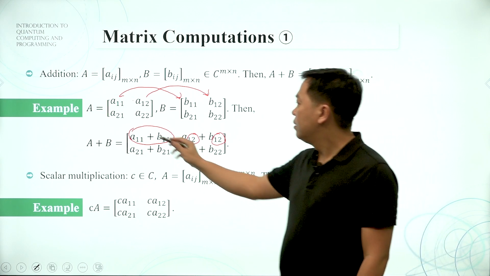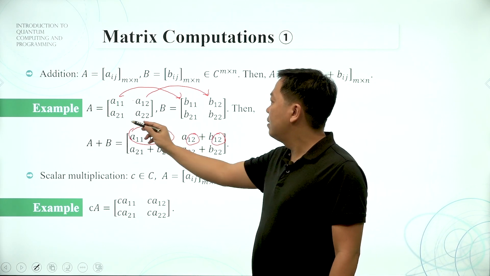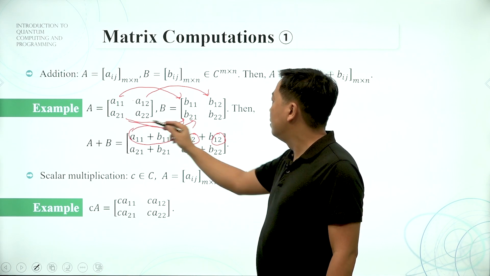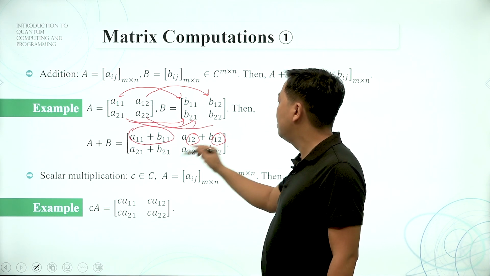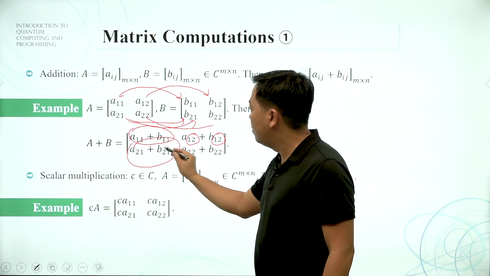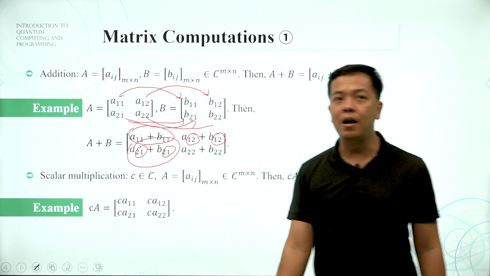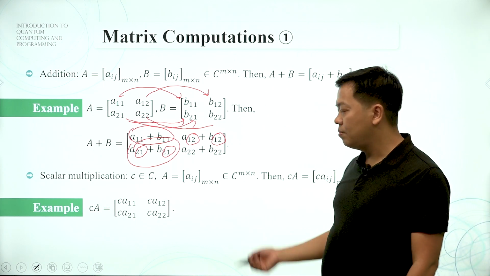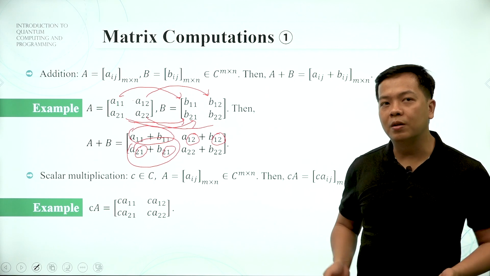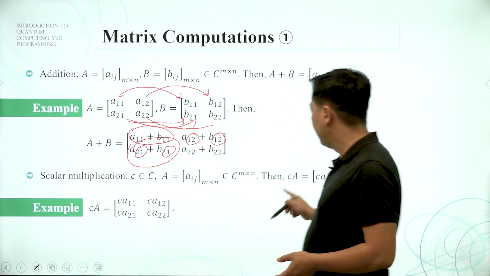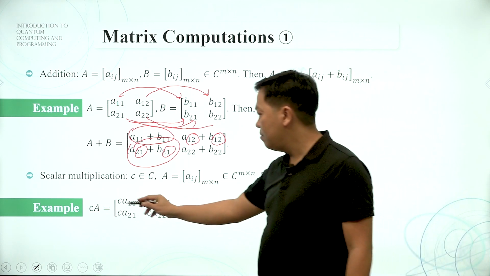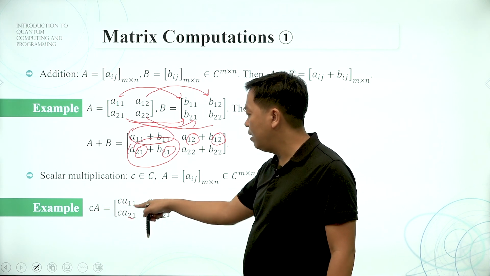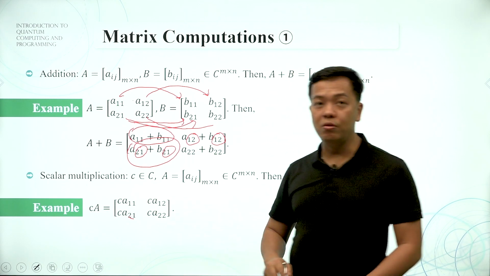So actually, if you can add, for example, this one when we add this one, you can see the same value, right? About the scalar multiplication, that means multiplying with one constant C. So you only need to multiply each element, C multiply A11, and so on. That's all. Very easy.